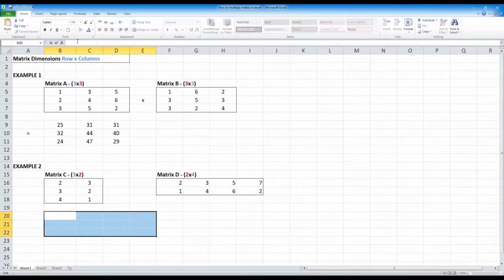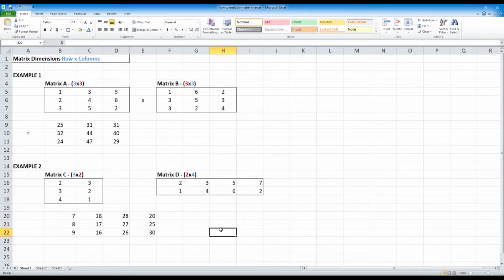Same steps, MMULT, highlight the first matrix, comma, highlight the second matrix, Control Shift Enter. And that is how you do matrix multiplication.